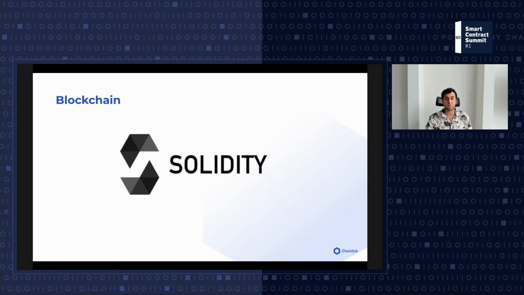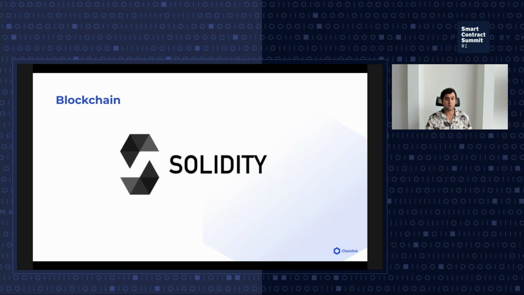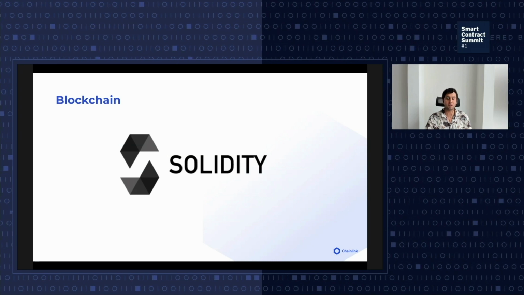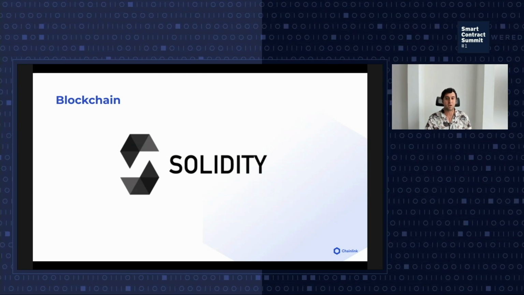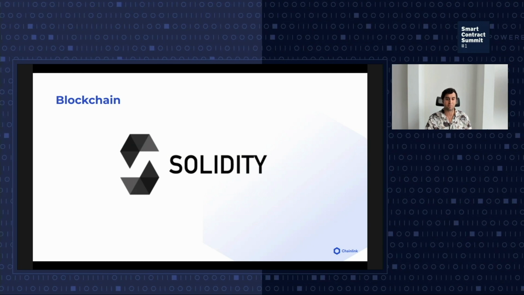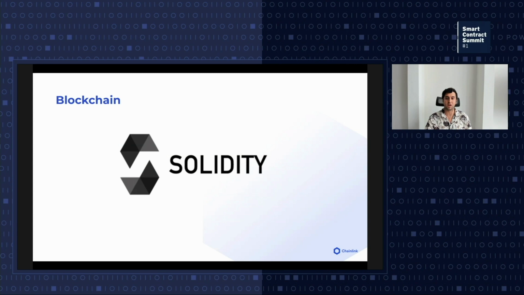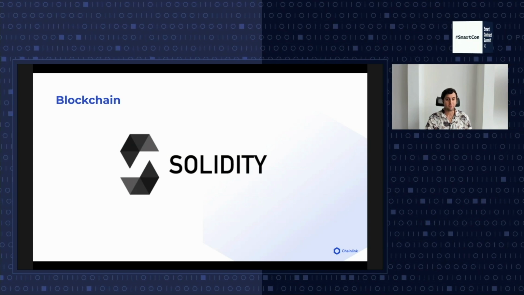Also, as a bonus, you may want to learn layer 2s. So sidechains, state channels, plasma, but really focusing on optimistic rollups and even ZK rollups as they become more important as blockchain scaling becomes more and more prevalent.